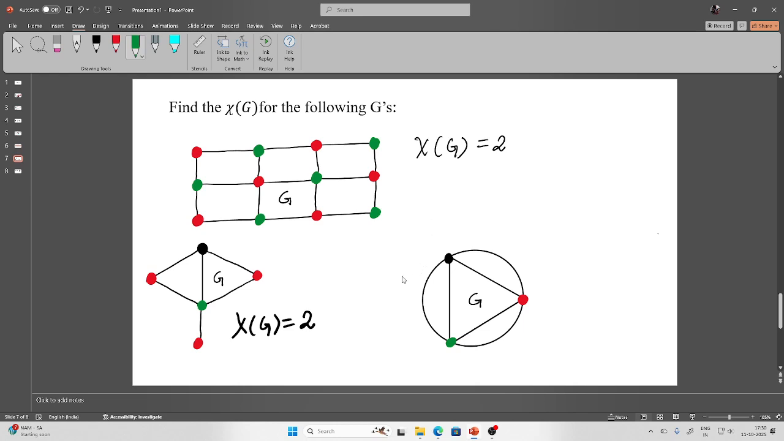So in this lecture, till this point only. In the next lecture we will be learning about edge coloring.